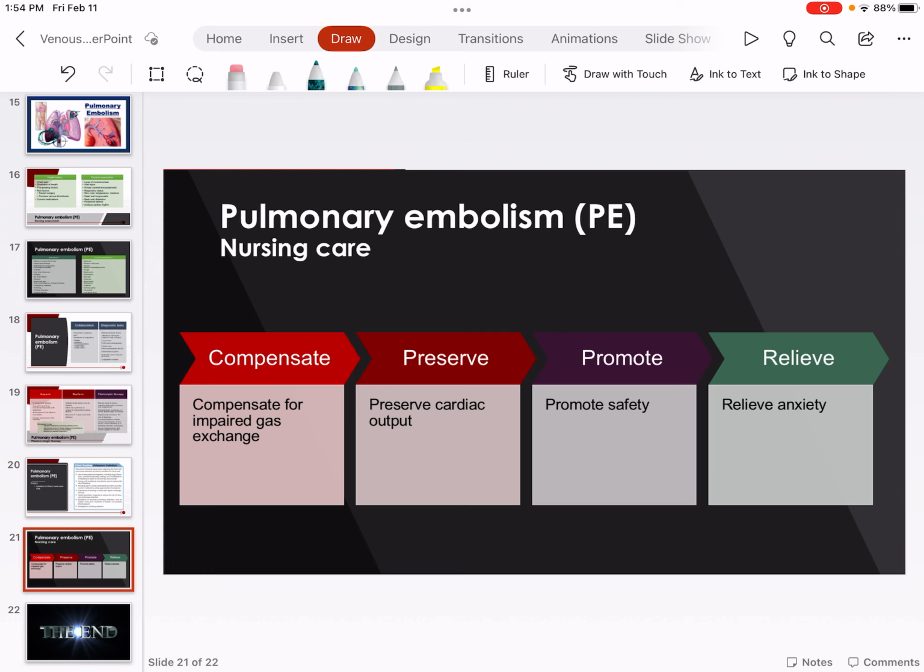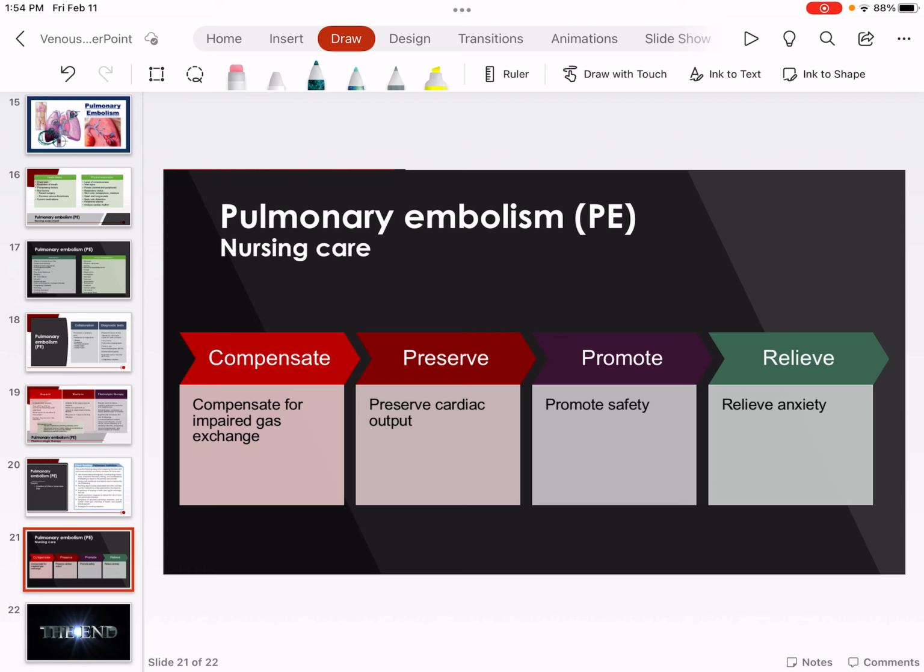And then again, the diagnostics, we talked about plasma D-dimer. So really, if that D-dimer is elevated and the patient is having respiratory symptoms and chest pain, a chest CT would be the expected test to see if they've got a PE. Really, it wouldn't show up on a chest x-ray, but perhaps a chest x-ray might find other potential causes of their symptoms. But chest CT is kind of the gold standard.